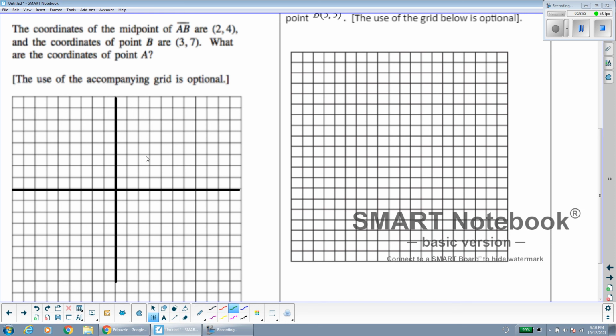So it tells me that the midpoint of line segment AB is (2, 4). So that's the midpoint of the line segment. Interesting. 1, 2, 1, 2, 3, 4. So I'm going to label that M because it's the midpoint of AB. I don't know what A is, I don't know what B is, but I know the midpoint. Oh, look, they tell us the coordinates of point B are (3, 7). So that's 1, 2, 3, 1, 2, 3, 4, 5, 6, 7. It's right here.